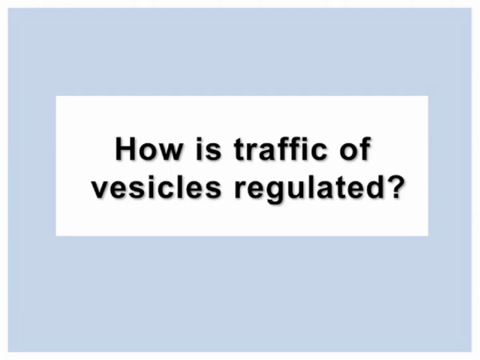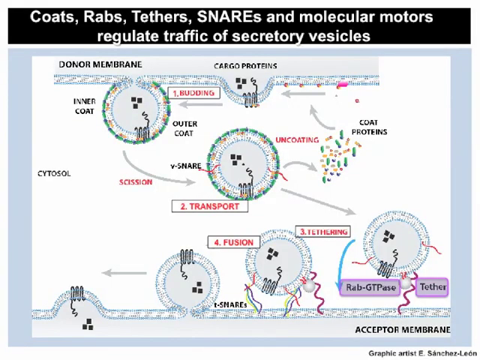So for the second part of the talk, I want to focus on the traffic of these vesicles. And as you probably heard, being here on this campus, vesicle traffic is highly regulated, and it involves a lot of steps and coats and tethers. So vesicles are first budded from a donor membrane. They are covered by several coats that are very specific depending on the cargo.